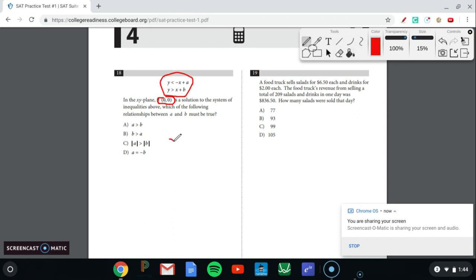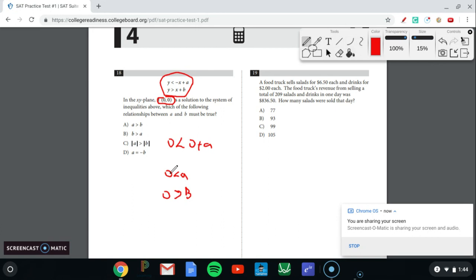So this top equation is going to be 0 is less than -0, which is still 0. So it's just going to be 0 is less than 0 plus A. Well, I don't need 0 plus A. So in other words, 0 is just going to be less than A. Similarly, the bottom equation is going to be 0 is greater than 0 plus B. 0 plus B is, again, just B. So 0 is greater than B. Okay, now that I plugged in the point (0, 0) into the information they gave us, this makes a lot more sense. 0 is less than A, and 0 is greater than B.